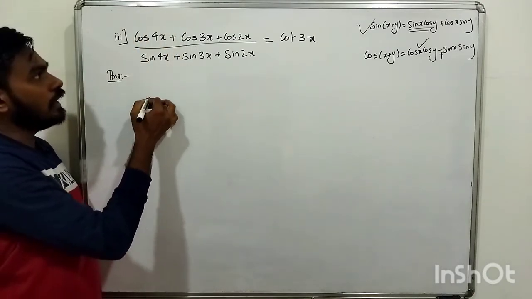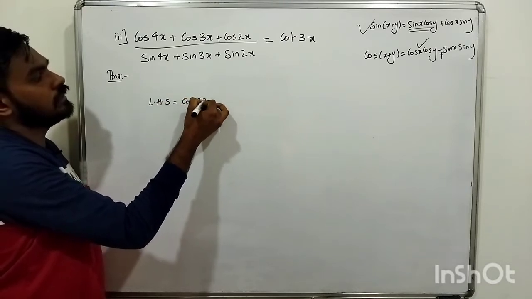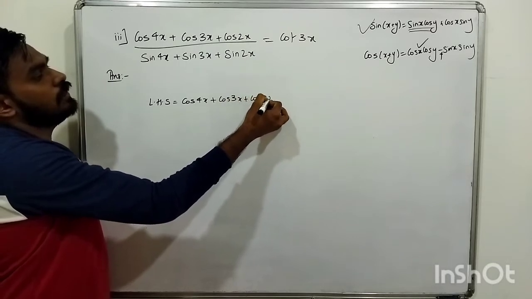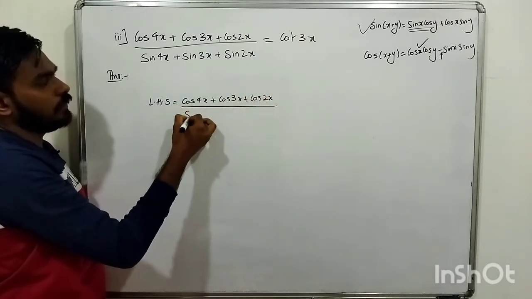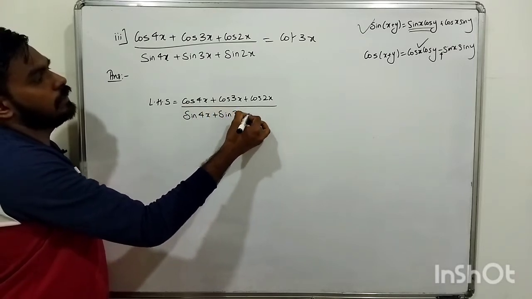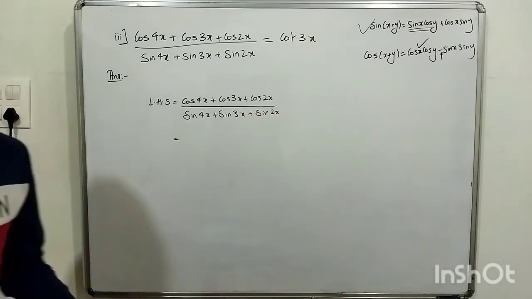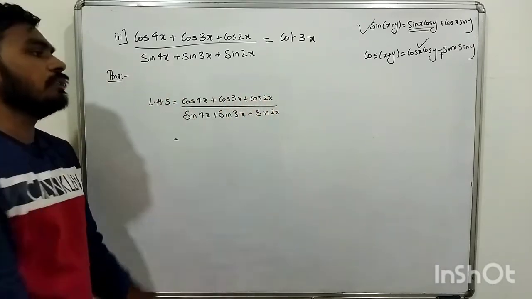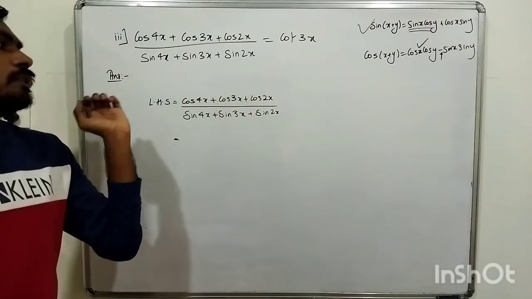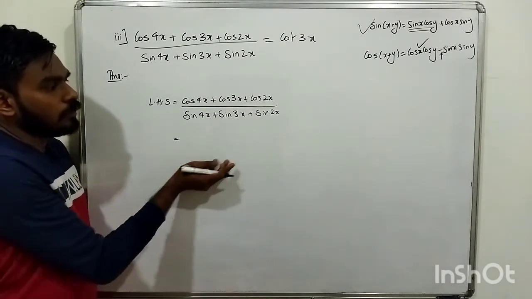So LHS, first I write (cos 4x + cos 3x + cos 2x) upon (sin 4x + sin 3x + sin 2x). Now, to make this easier, I will take the first and the last terms together and then solve. Why am I doing this? So that I won't get any fractions while solving.